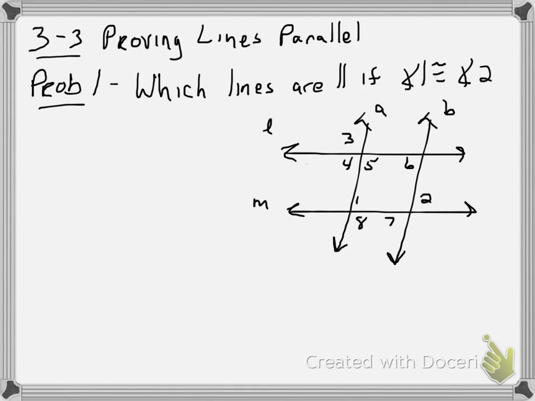3-3, proving lines parallel. Problem 1: which lines are parallel if angle 1, I'm sorry, angle 1 is congruent to angle 2? Now, there's a bunch of converses: converse to the alternate exterior angles, converse to the same side, converse to the alternate exterior, converse to the corresponding.